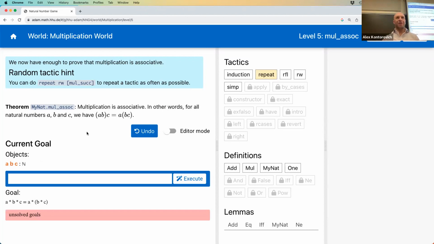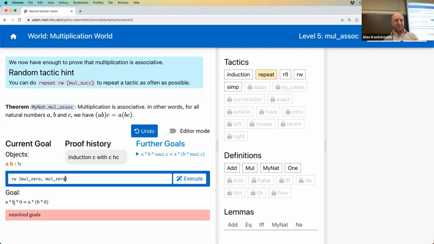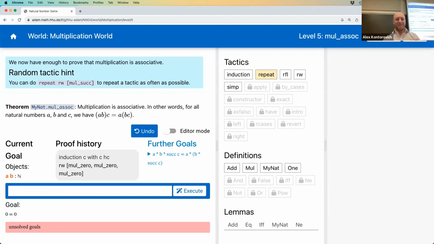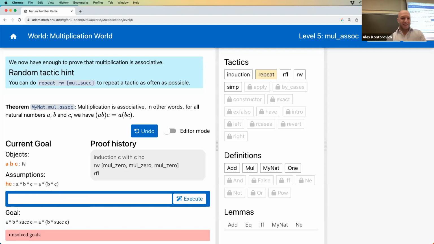Why is multiplication associative? Induction on the rightmost letter. Okay, rewrite mul 0, mul 0. So let's see, that'll turn this whole thing into 0. That'll turn this into 0. Another mul 0. And now we should have 0 equals 0. Okay, now what? Mul suck. That pulls the successor all the way out.